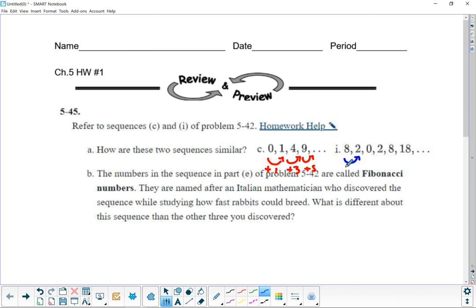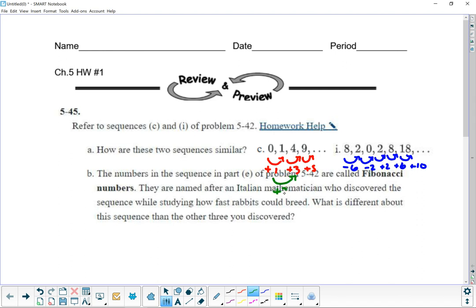Let's see. This one's actually minus 6, minus 2, plus 2, plus 6, plus 10, right? So how are they similar? Well, they're not similar, right? But what makes them similar is you see how this first level of how much they're adding or subtracting by, right? The second level is actually the same.